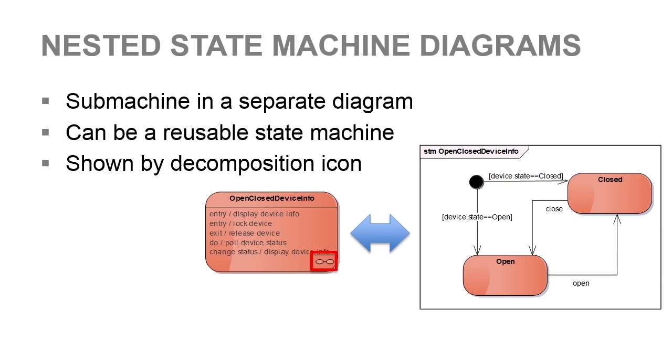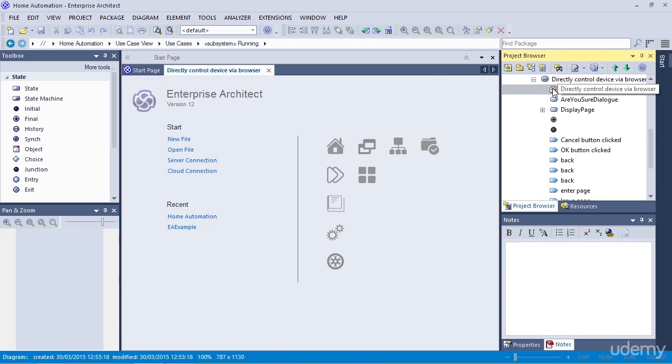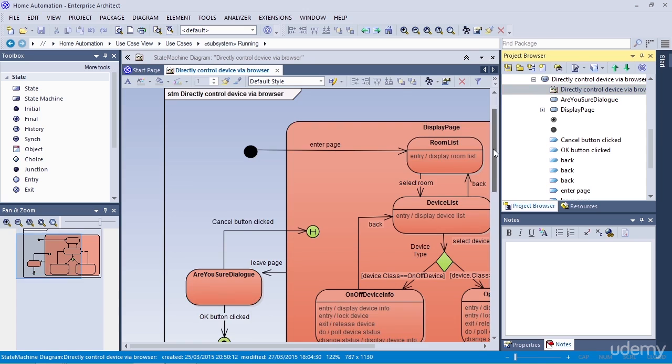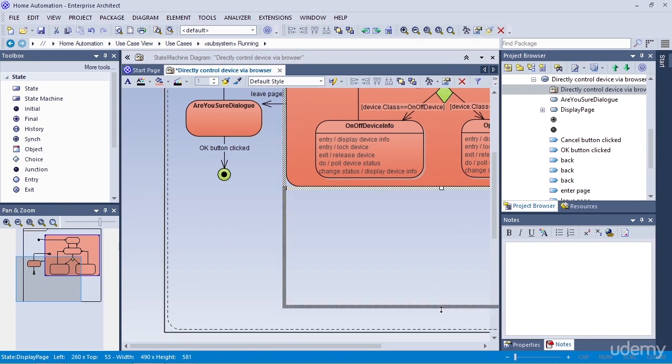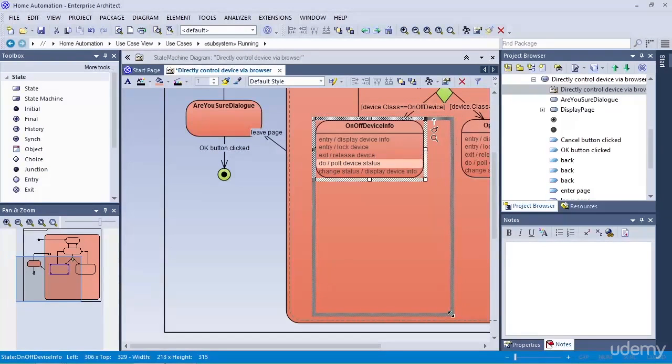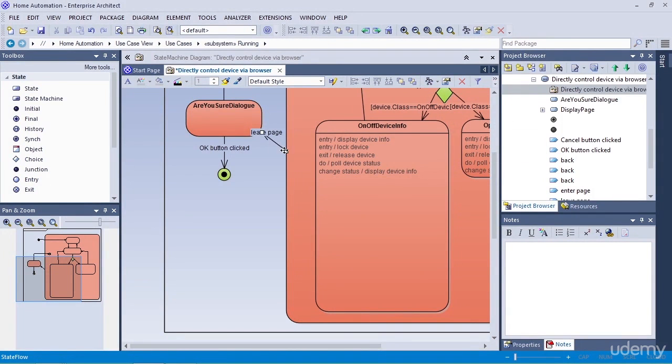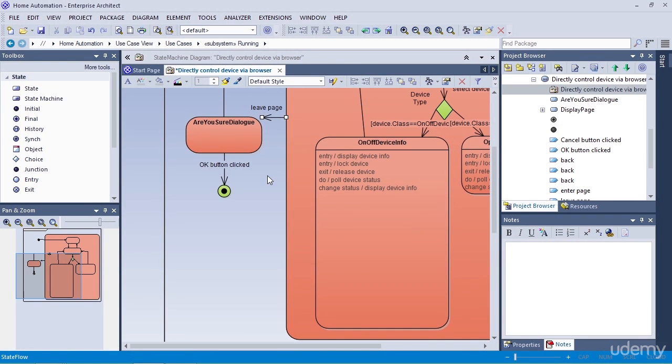Now we'll add some nested states in Enterprise Architect. We'll continue working with the directly control device via browser use case state machine. First, I need to make some space in the diagram to add some states inside on-off device info. I'll just tidy up the diagram. So I've moved the frame and I've made some more space in the display page state and the on-off device info state. Now I'll add a state called on.